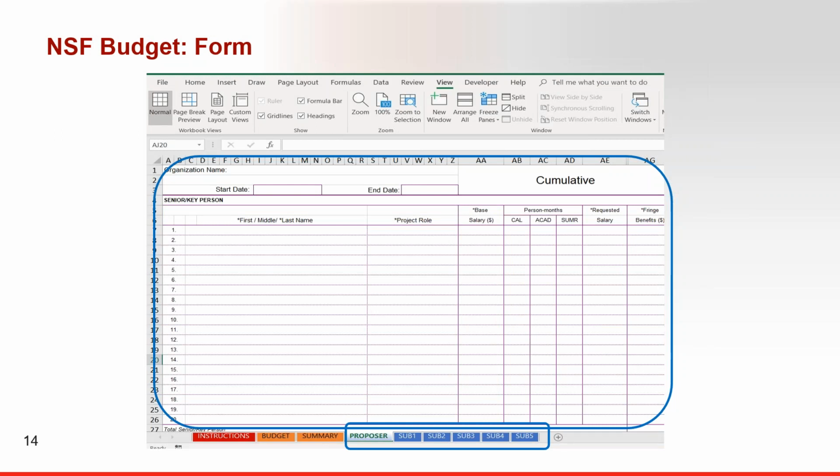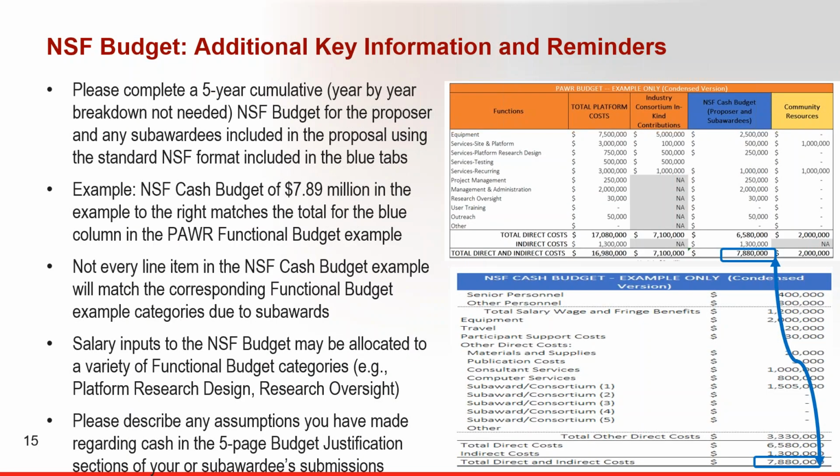The standard NSF budget forms can be found in the blue tab. Please complete one per the proposer and one for each subawardee. We recommend that you refer to the Proposal Award Policies and Procedure Guide from February 2019 for any budgetary guidance. Please note that the NSF cash budget line items may not map exactly to the functional budget line items.